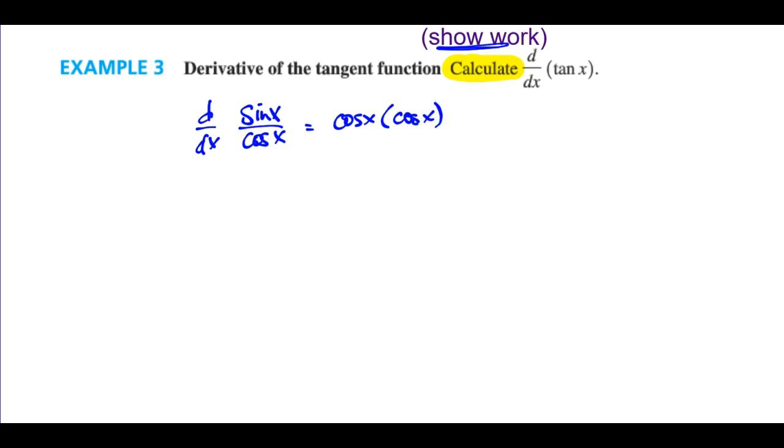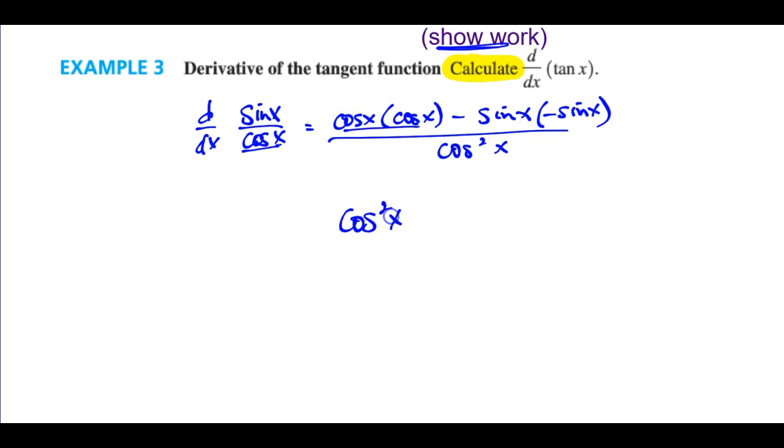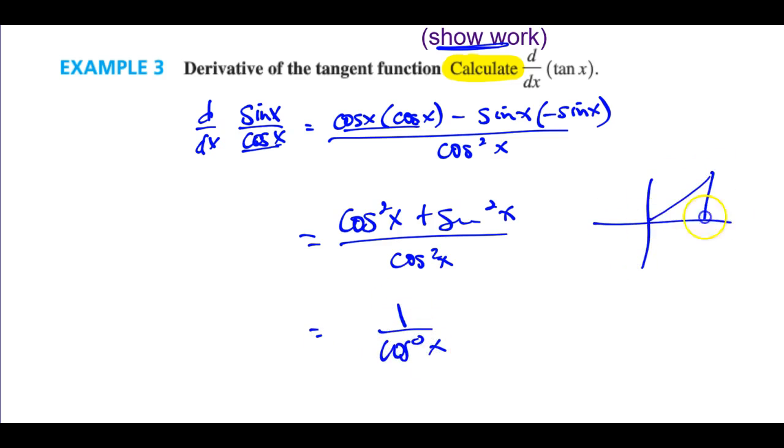It's cosine low d high minus high d low, the derivative of the low is negative sine, all over low squared. So let's see, this is cosine. I might need to know some trig identities here. What's cosine squared plus sine squared? Well, that's one of the most important trig identities. I hope you know that as 1, because this is cosine theta, this is sine theta, and we use the unit circle. A squared plus b squared equals c squared. It's a unit circle, that's a 1.